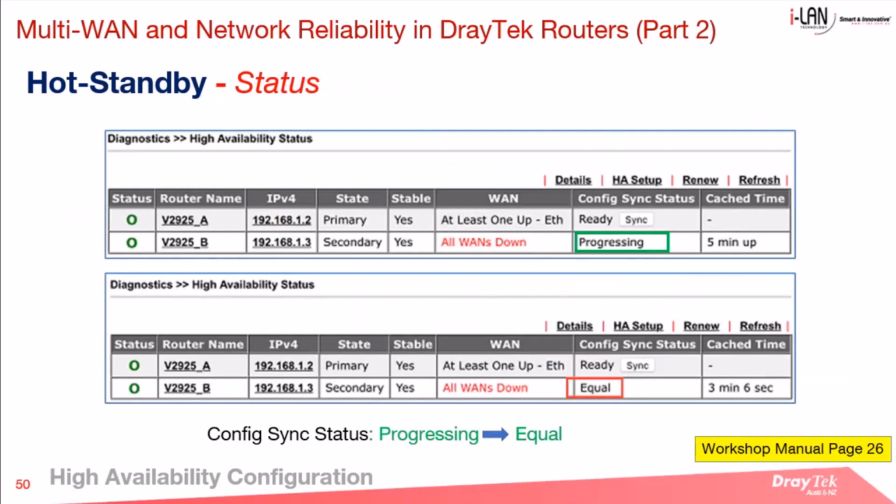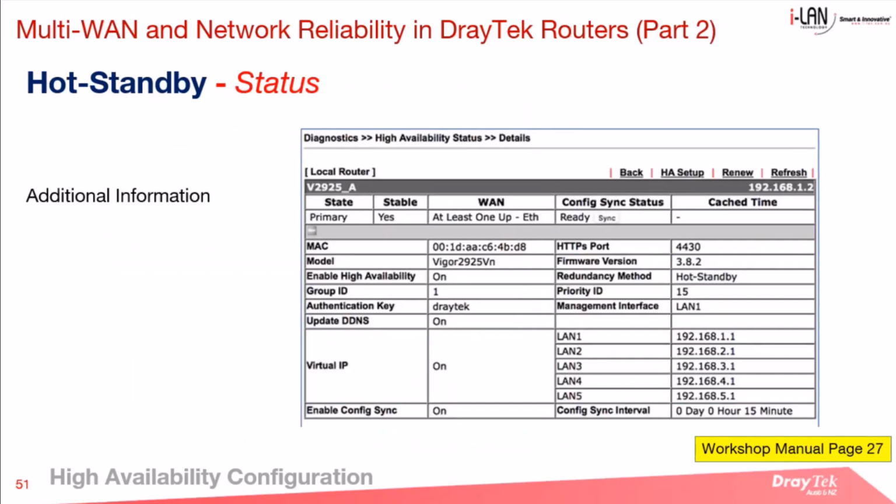When two routers first connect, you will see that they are synchronizing the configuration from the primary router to the secondary router, which will display progressing, as shown here. Keep in mind that the cache time shows the duration between the router synchronizations. To refresh the details of the remote router, just click Renew and the details will be updated. To view more status information, simply click on the details page, which is illustrated here.